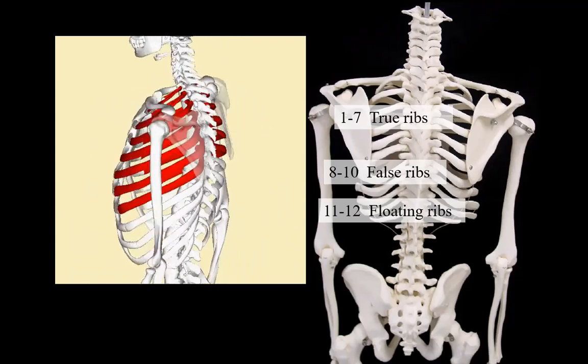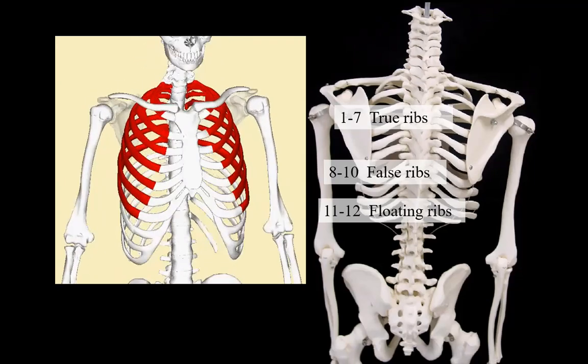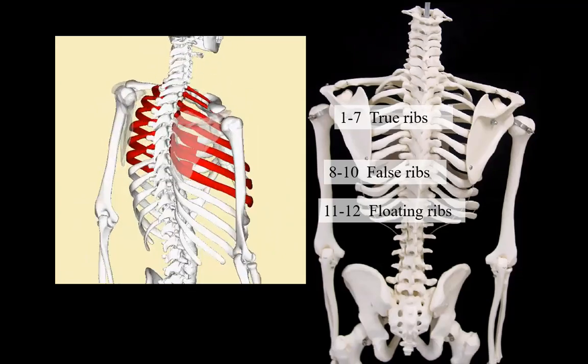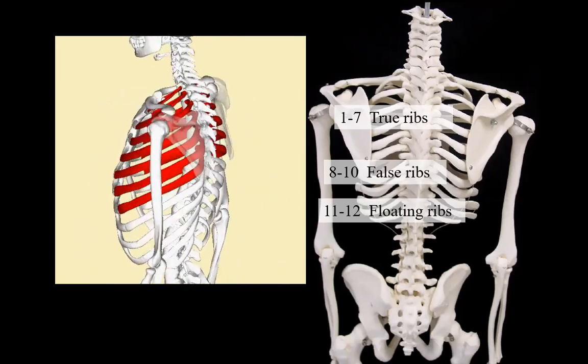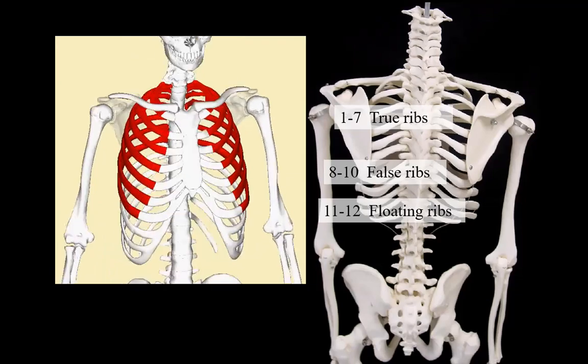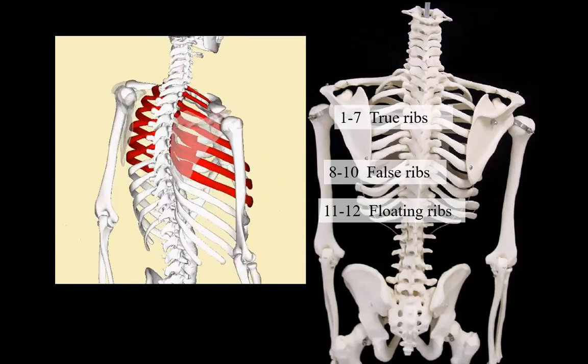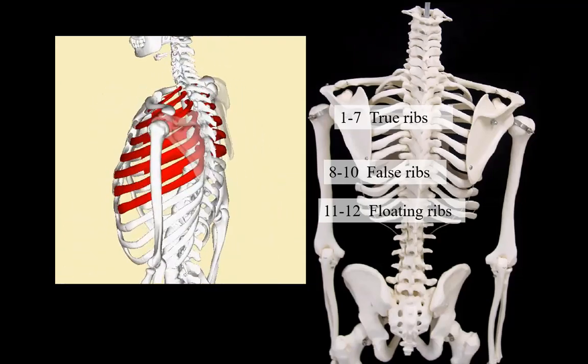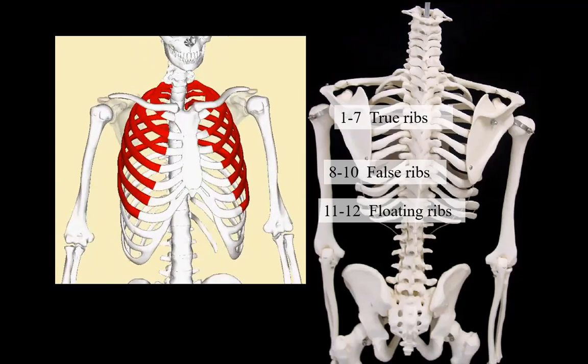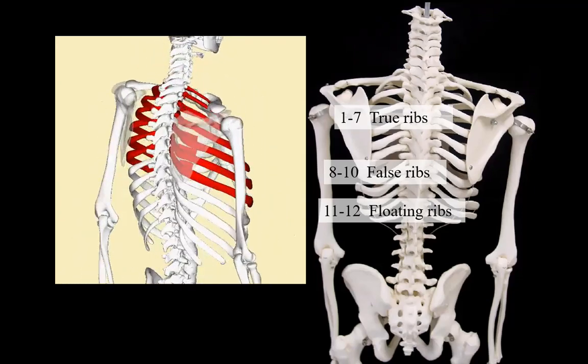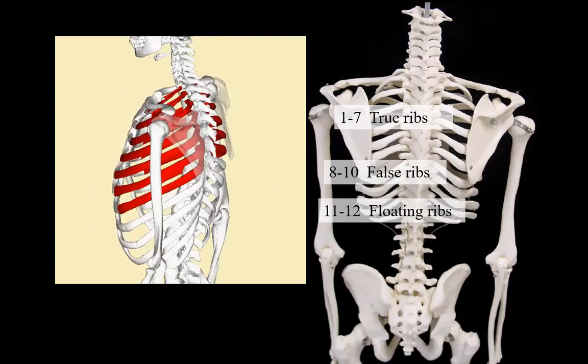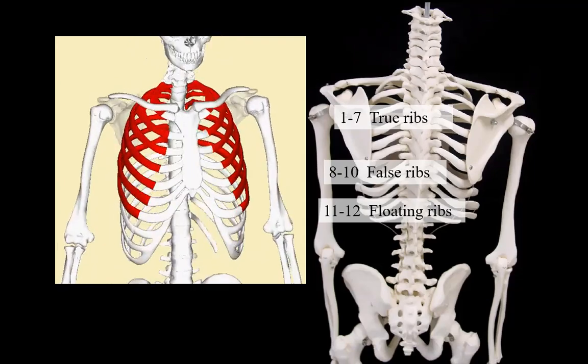The floating ribs attach to the thoracic vertebrae in the back, vertebrae 11 and 12, or T11 and T12, but they don't attach to the sternum in the front. So we call them the floating ribs. So there's 12 pairs altogether.